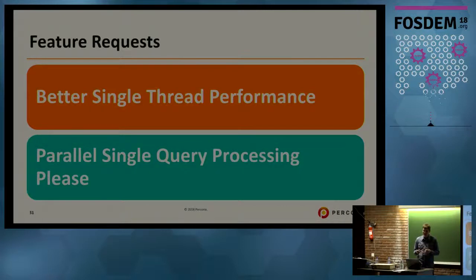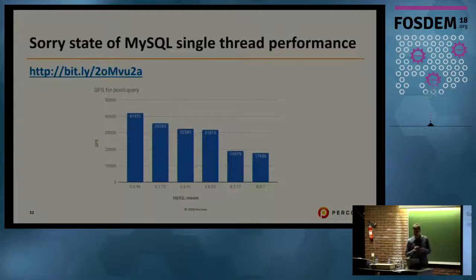Okay, now things which are not so great, I'll call them feature requests. The single thread performance still sucks, and we don't have parallel query support as of yet, right? And hopefully that will get onto the roadmap sometime soon.